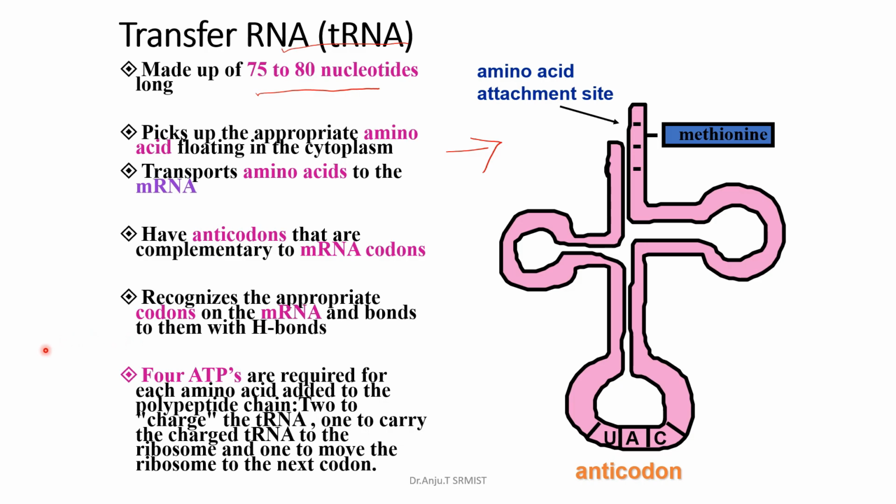There are 4 ATP molecules required for each amino acid to be added in the polypeptide chain. 2 ATP molecules are required to charge the tRNA. Charging is adding an amino acid to the tRNA. So for adding an amino acid to the tRNA, two ATP molecules are required. One to carry the charged tRNA to the ribosome and one to move the ribosome to the next codon.